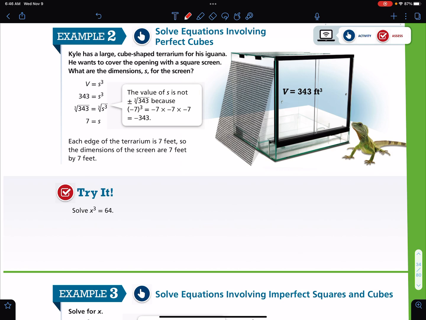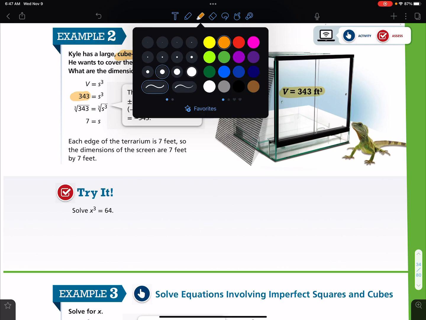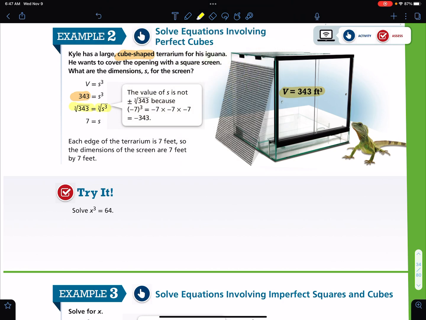So this kind of works the same way. Kyle has a large cube-shaped terrarium. Make sure that you pay attention to whether it's a cube-shaped terrarium versus a rectangular prism, or if it is not specified. He wants to cover the opening with a square screen. What are the dimensions S for the screen? Again, it gives us our volume, so they have substituted in for volume, but we do not know S. We're going to take the cube root of both sides in order to solve, and the cube root of 343 is 7. And again, it has to be positive 7 because it is a distance.